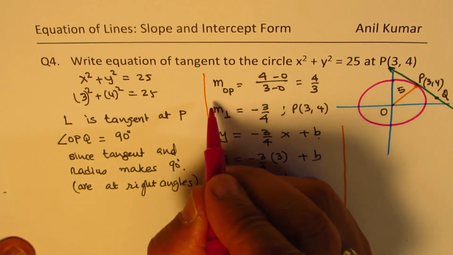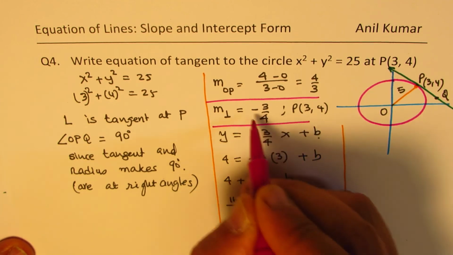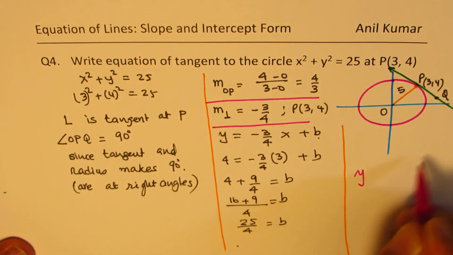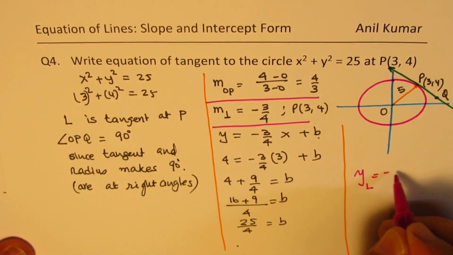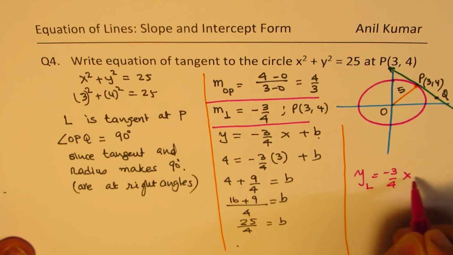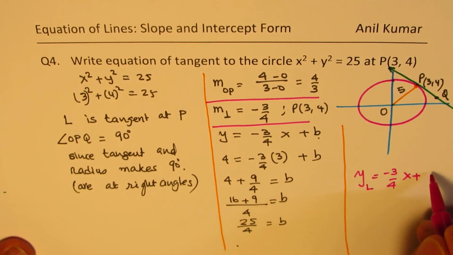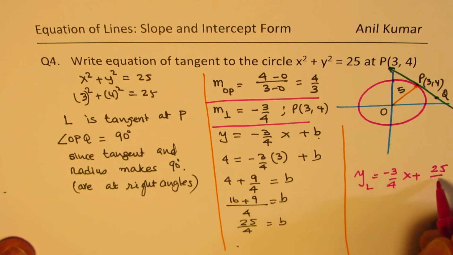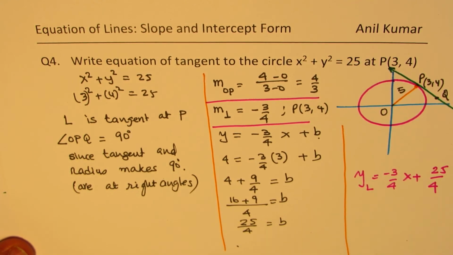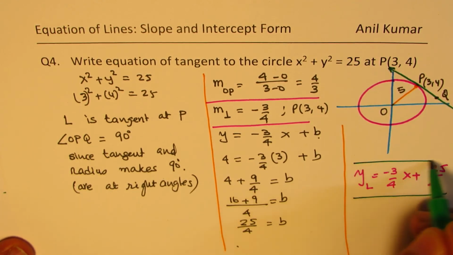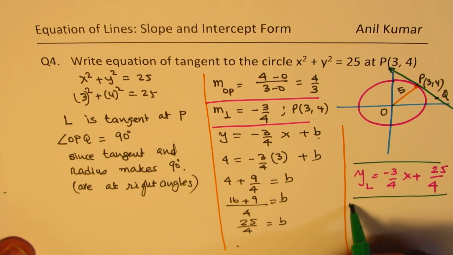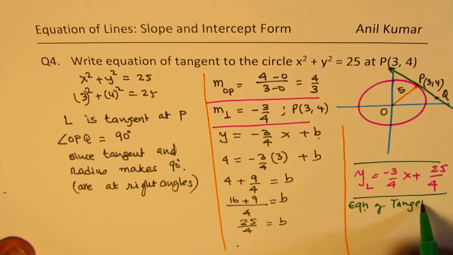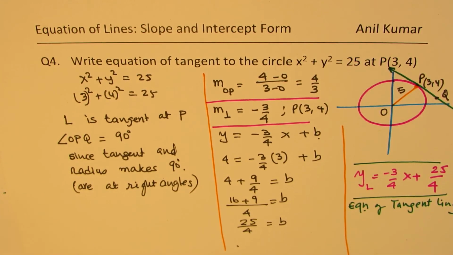We know the slope, right? So the equation for the line L is y equals minus 3 over 4 x plus 25 over 4, where the y-intercept is the point (0, 25 over 4). Is that okay? So that becomes our solution. Right? So that is the equation of the tangent line. Is that clear? So that is how we can solve all these questions.